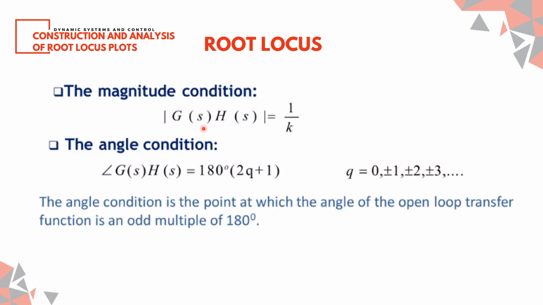The magnitude condition is the absolute value of G(s) H(s) equal to 1 over K. And the angle condition is given by the angle of G(s) H(s) equal to 180 degrees times (2q plus 1), where q is 0, plus or minus 1, plus or minus 2, and so on. The angle condition is the point at which the angle of the open-loop transfer function is an odd multiple of 180 degrees.